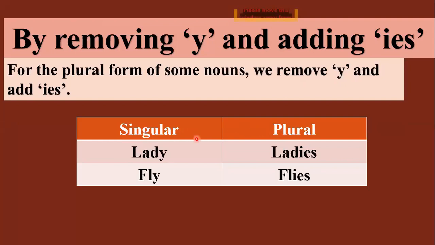Singulars and plurals, lady, ladies. Okay, so what happens is that we change the Y to IES. Yes, lady becomes ladies, fly becomes flies. Okay, that is, you change the Y to IES. Or suppose it's city, one city, then it will be cities, CITIES, you remove the Y. If it's a puppy, PUPPY, the baby of a dog, then if I want to change it into the plural, it will become puppies, PUPPIES.